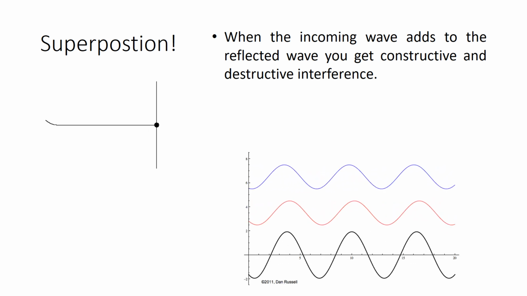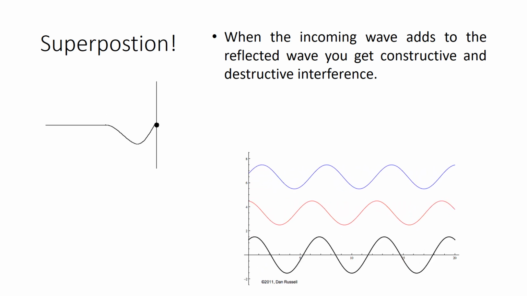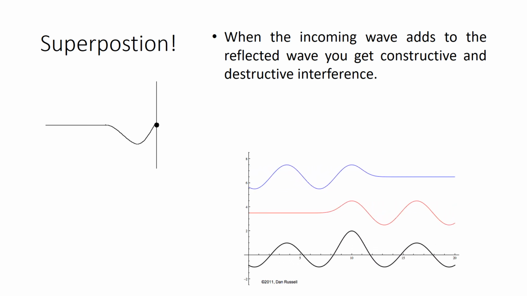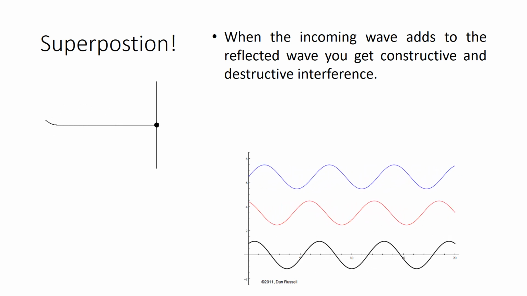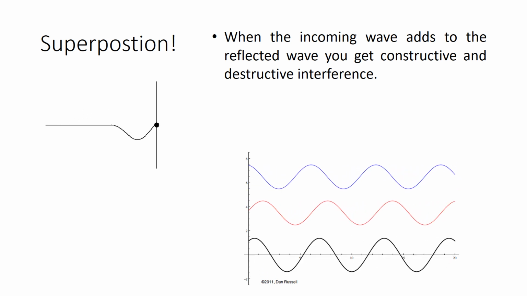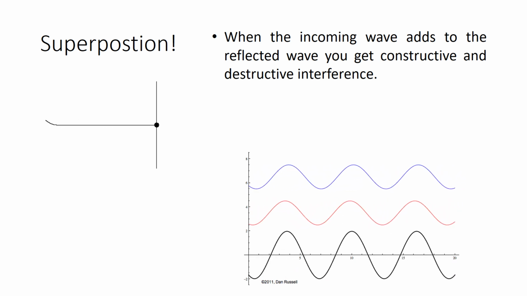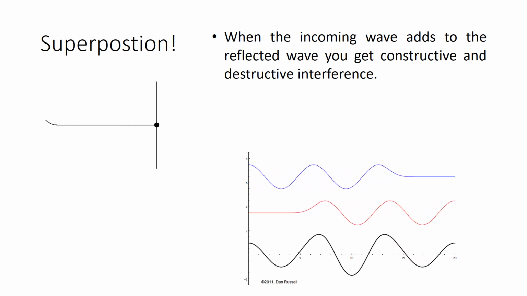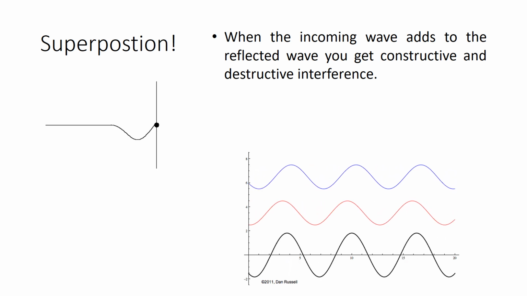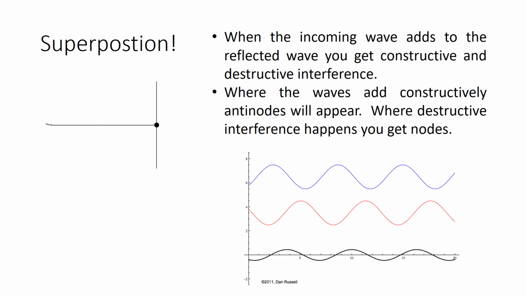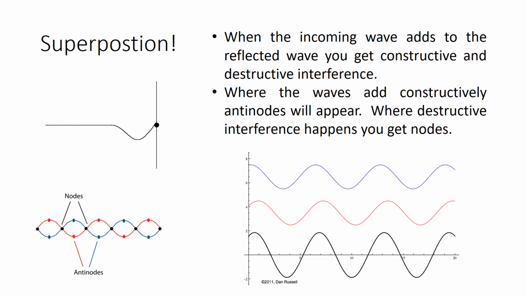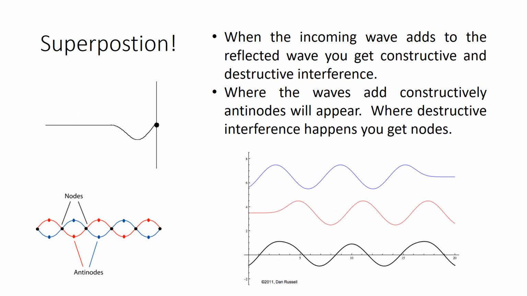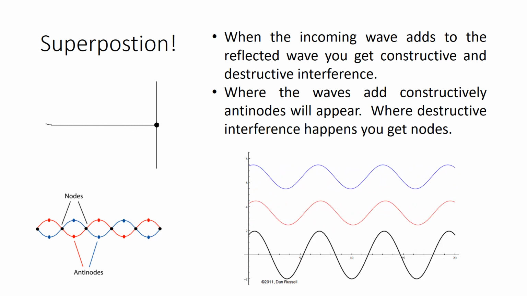So here we have some constructive and destructive interference. Whenever the line is straight, everything is in destructive mode. And then whenever you have the peaks, that's constructive. And then you notice the areas where the string stays in the same place, it doesn't really move. That's areas of destructive interference. And so whenever they add together constructively, we get antinodes, and when they add together destructively, we get nodes.